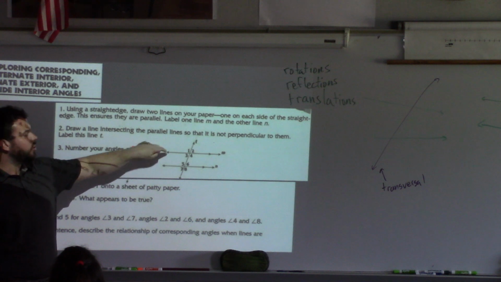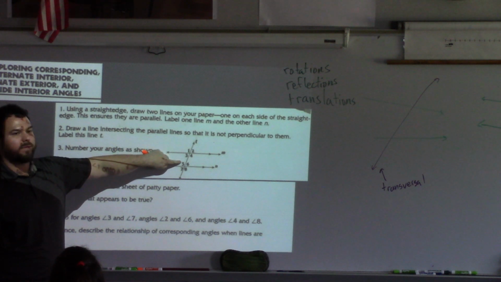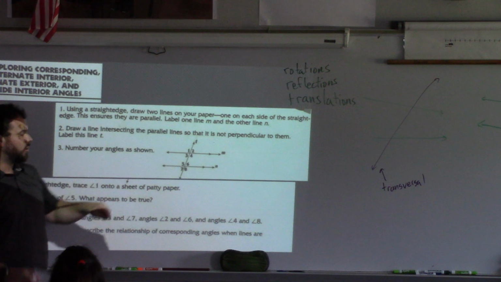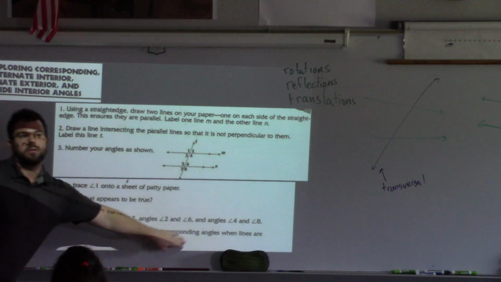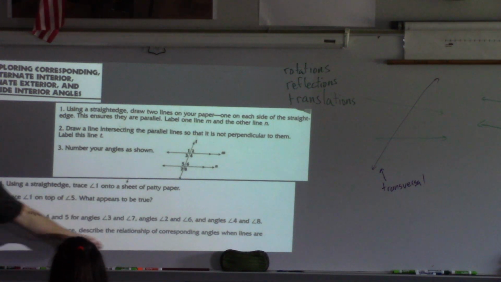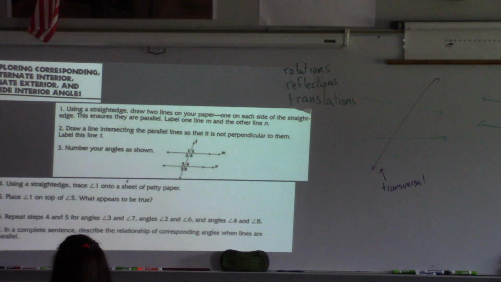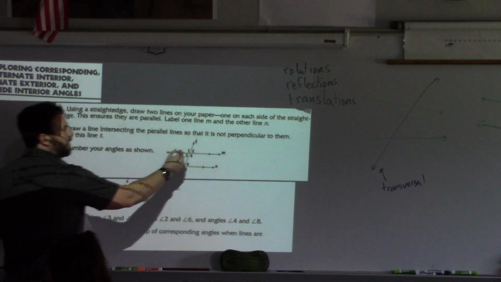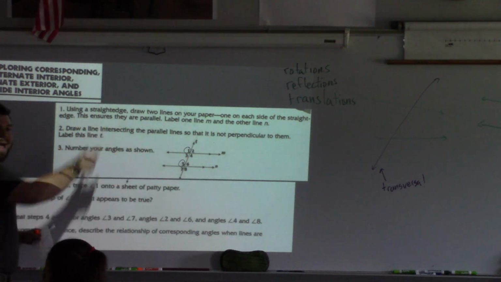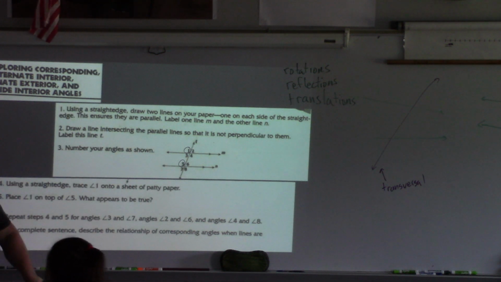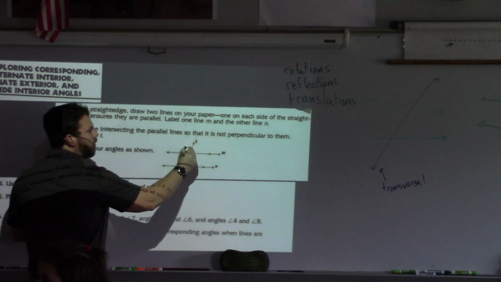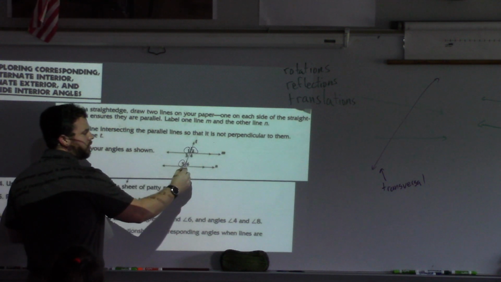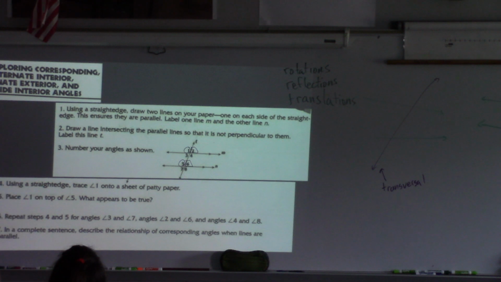So does anyone know what we would call angles 1 and 5? Not that they're congruent, but there is a term in here about what type of angles they are. Say it one more time. They are corresponding angles. Okay? So we want to recognize that those angles that match each other, right? Angle 1 matches angle 5. Angle 2 matches angle 6. Those angles are called corresponding angles.